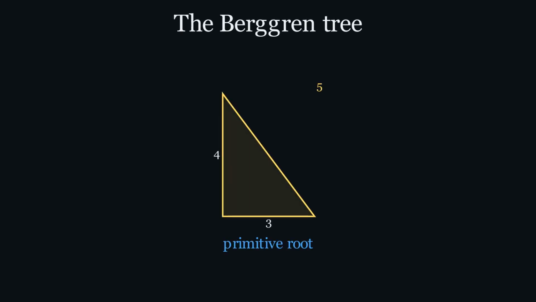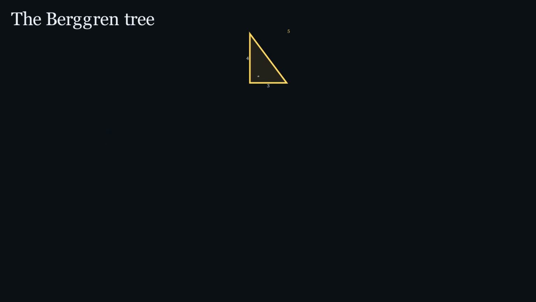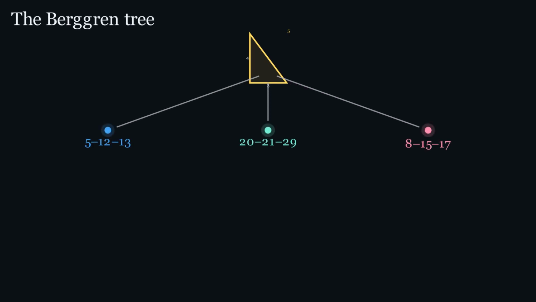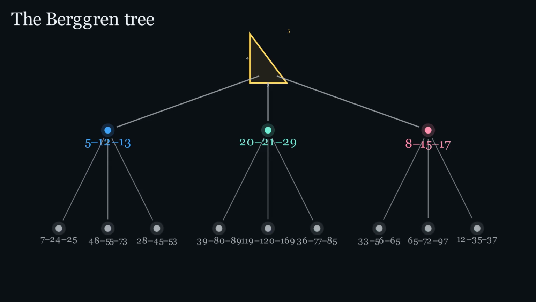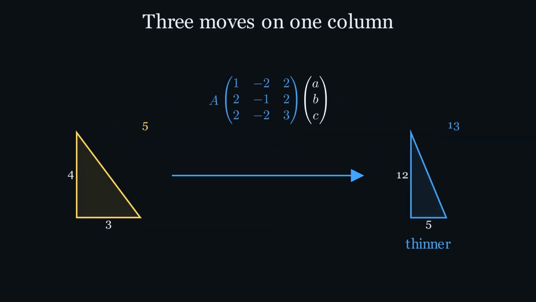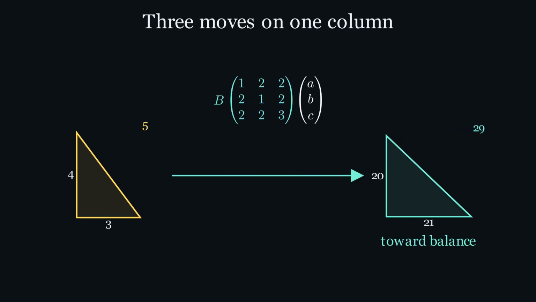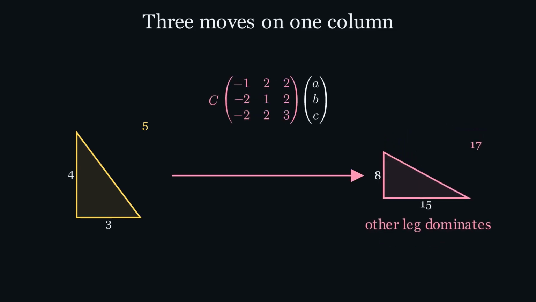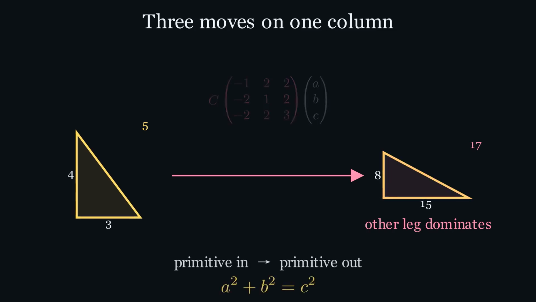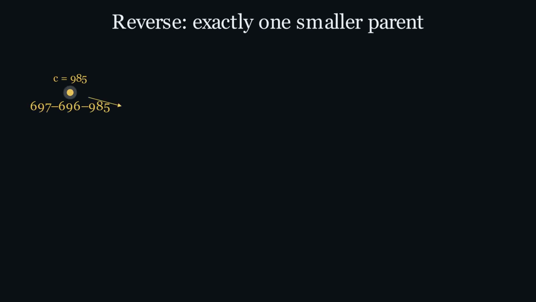Apply one of 3 integer transformations, and you get 3 new primitive triples: 5, 12, 13; 21, 20, 29; and 15, 8, 17. Apply the same 3 moves to each child, and the branches continue forever. No repeats, no missing primitive triples. This is the Berggren tree, which sounds like a brand of flat pack shelving, and visually that's honestly close.